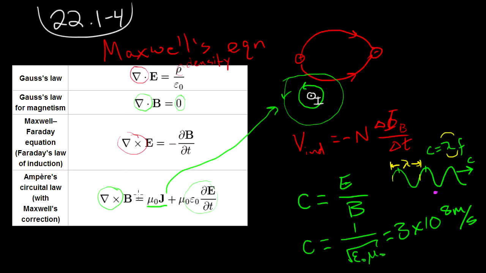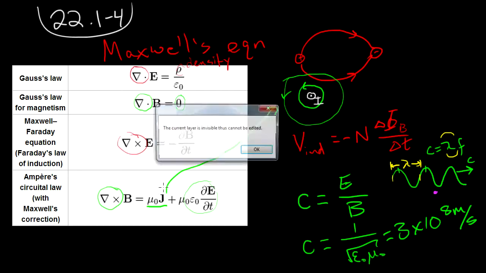One more thing that I wanted to just emphasize: the way you create light is you wiggle charges back and forth. This right here, okay, sorry.